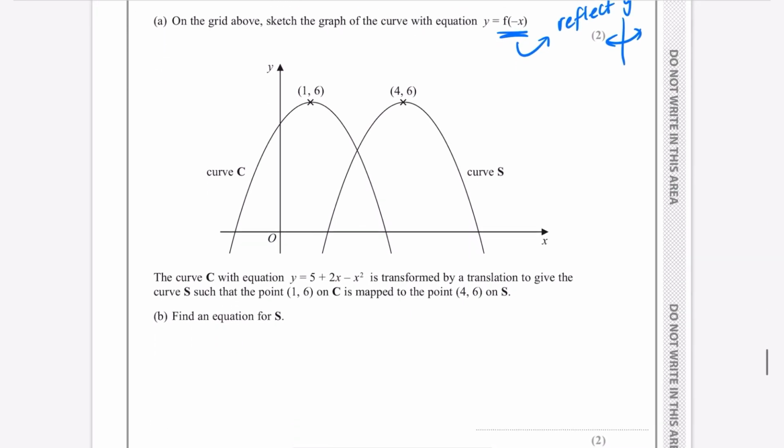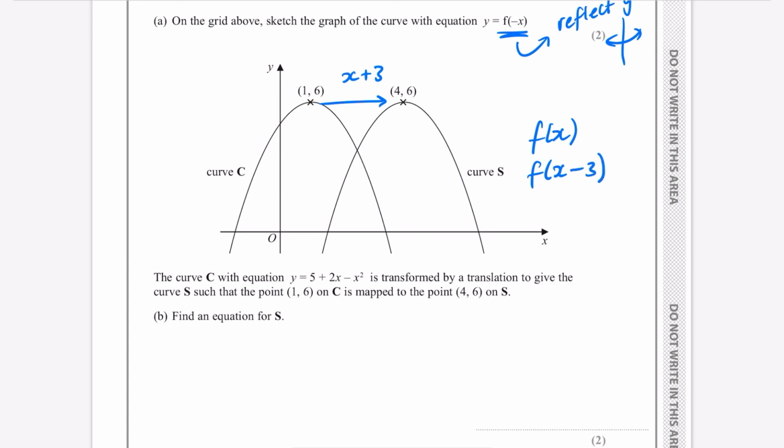The curve C with equation y equals 5 plus 2x minus x squared is transformed by a translation to give the curve S, such that the point 1, 6 is mapped to the point 4, 6 on S. So it looks like all that's happened is the x coordinate has had 3 added to it. Find an equation for S. So this original function, if you have something that is f of x, and if it moves 3 spaces to the right, it's unfortunately not f of x plus 3. It's kind of the opposite. It is actually f of x minus 3.